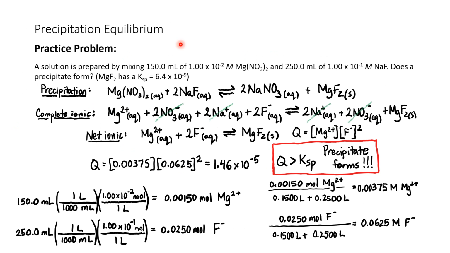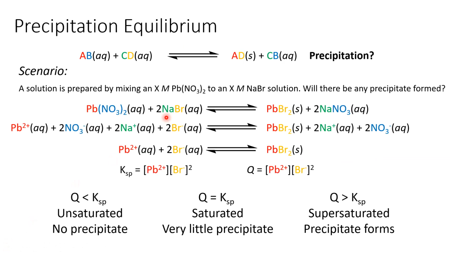Okay, let's do a practice problem. Because here's the thing, in my example over here, we didn't tell you how much of each of these you have. So you can't even calculate Q, right? If this wasn't just X and X, if I actually gave you the numbers, the concentrations of each of these, you can calculate Q, right? Figure out where you are in equilibrium.